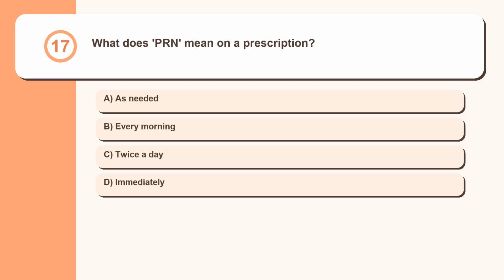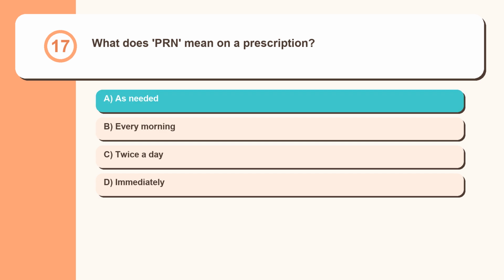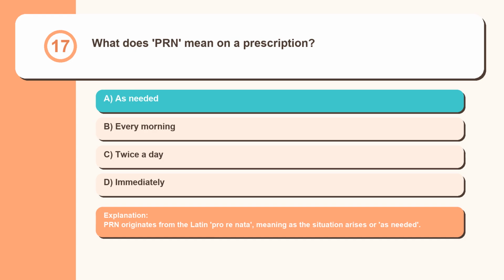Question 17. What does PRN mean on a prescription? As needed, every morning, twice a day, immediately. PRN originates from the Latin pro re nata, meaning as the situation arises or as needed.